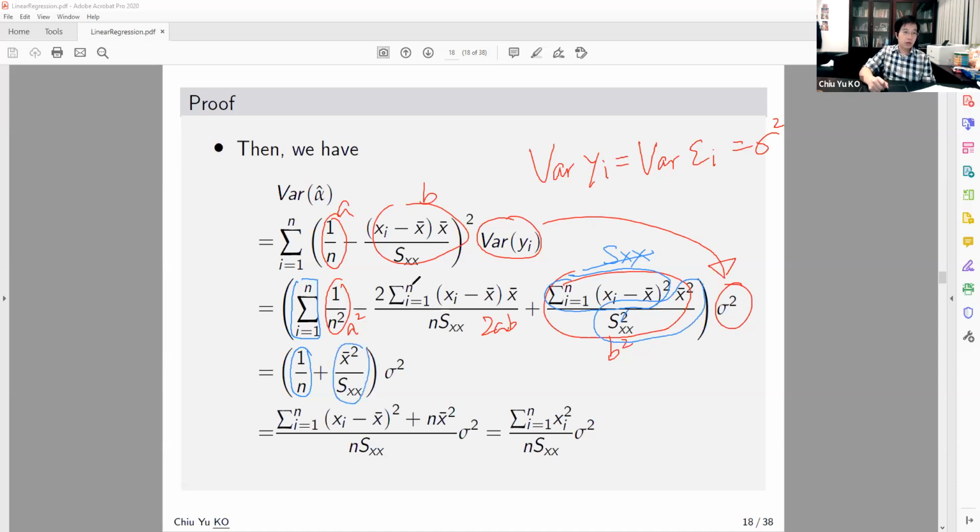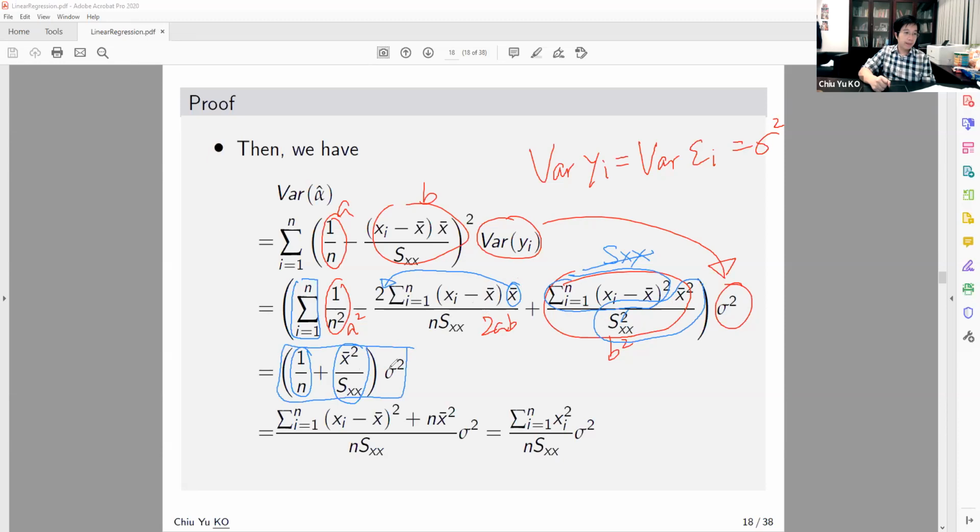Why is the middle guy gone? Again, this is a constant, we can take it out. It doesn't vary with xi. And this is 0, right? Summing all the variable minus x bar is exactly 0. We have seen that. So that's why we are left with this guy.